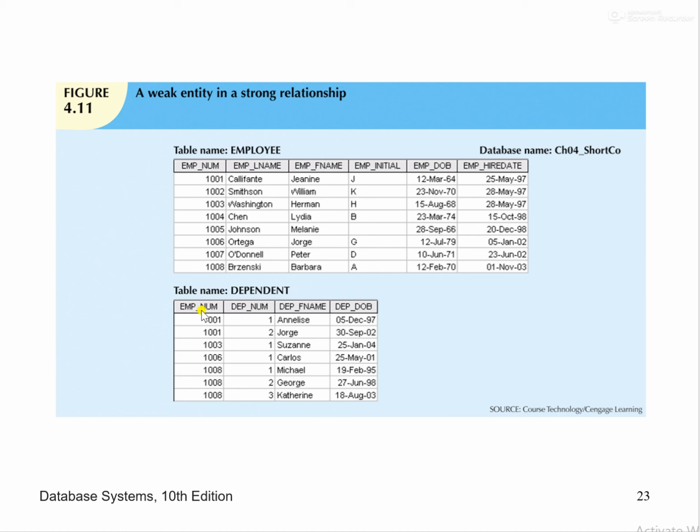And employee num is not only part of the primary key of dependent, but also the foreign key over here. What is a foreign key? A foreign key means that if a field in a table is a primary key in another table, then it becomes a foreign key in that table. So employee num is a foreign key in the dependent table as well as part of the primary key of the dependent table. And the dependent table primary key consists of two attributes, so it has a composite primary key, because of employee num and dependent num.